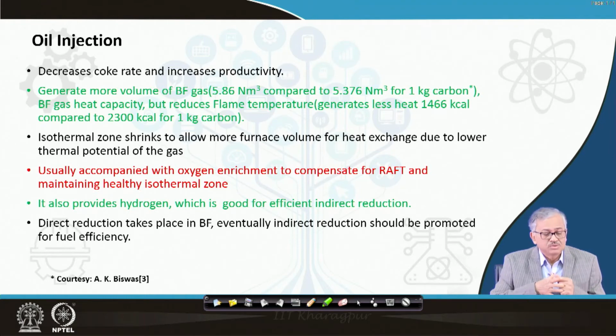Also, if you can replace some amount of the CO by hydrogen, hydrogen is a better reductant, thermodynamically as well as kinetically. In that case your indirect reduction can increase. That is why oil injection is better, because it provides the hydrogen.